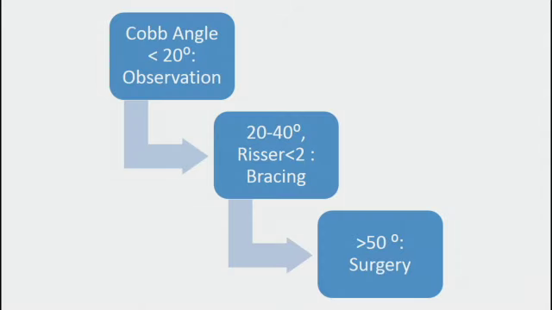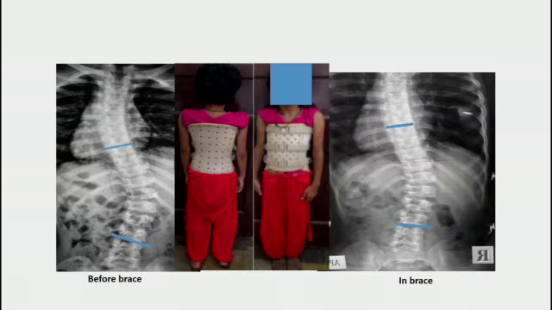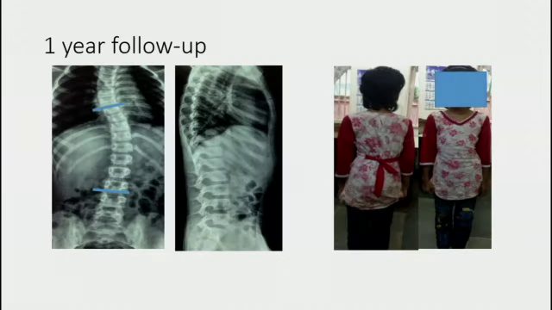Now looking at treatment. The rule of thumb for idiopathic curves is, if the curve angle is less than 20 degrees, you'll observe. If it's between 20 to 40 degrees and the Risser is less than 2, you'll brace. And if it's more than 50 degrees, you'll consider surgery. This is a child who presented at the age of 8 years, and she was treated with a brace. And this is a follow-up.